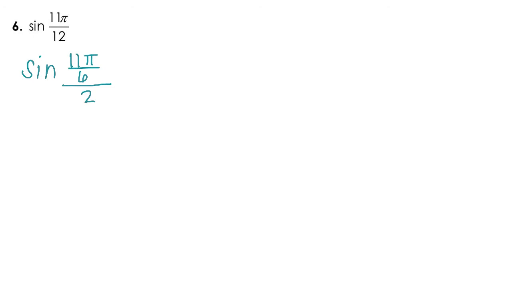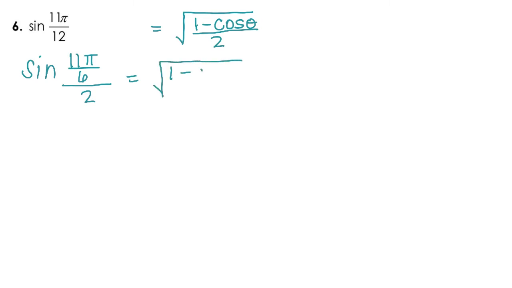And so for sine, using our formula, remember the sine formula, or go get it off of where the formulas are, you're going to have the square root of 1 minus cosine theta all over 2. So for this one then, it's going to be the square root of 1 minus cosine of 11 pi over 6, and then that's all over 2.